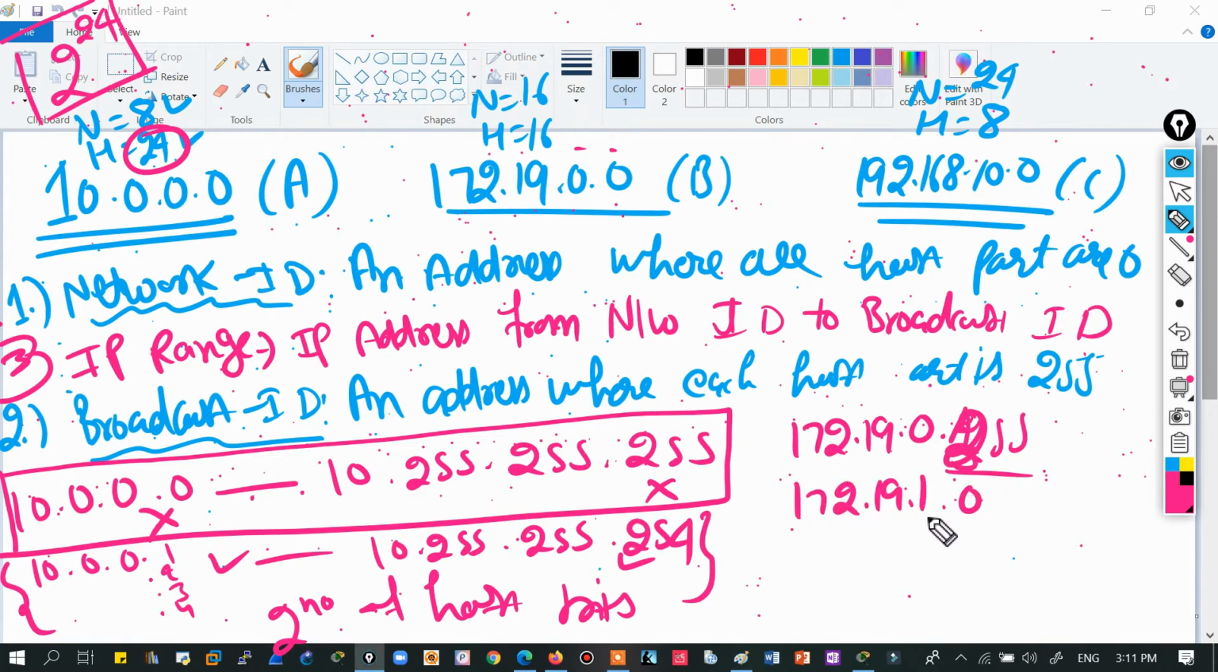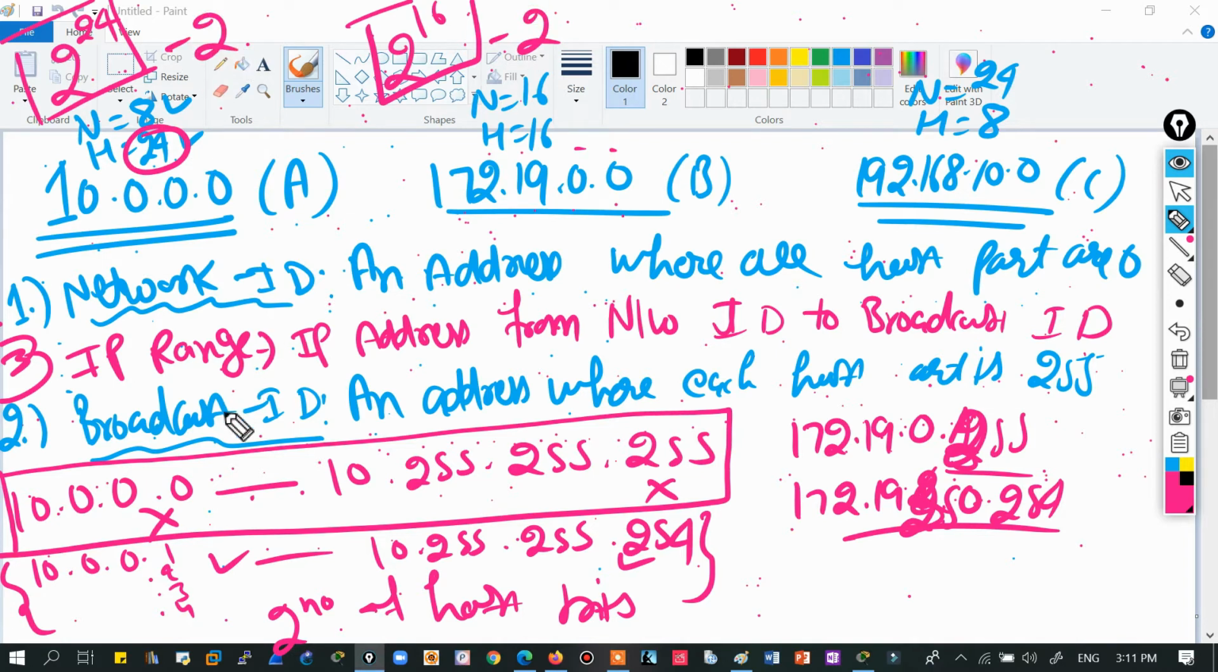172.19.1.0. Again it should be 255, then 2.0, 3.0. So it should be up to 255.254 valid range, right? So again in class B we have 2 raised to the power 16 total IPs, and valid IP means -2. Again in this -2, because we cannot use network ID, we cannot use broadcast ID.